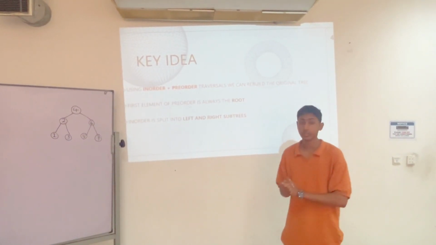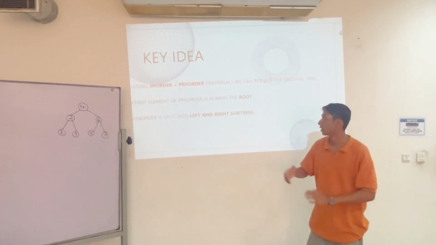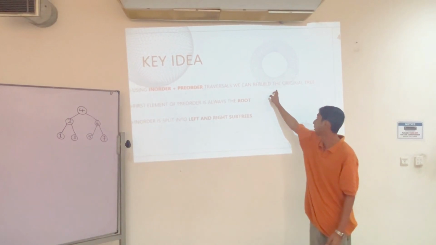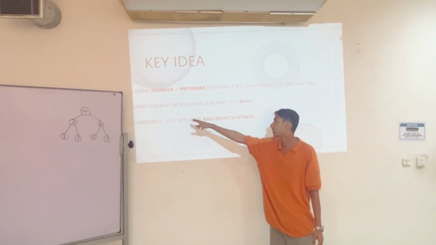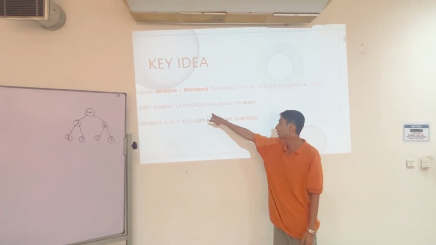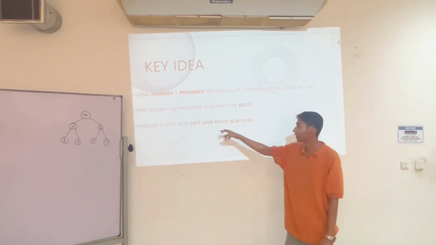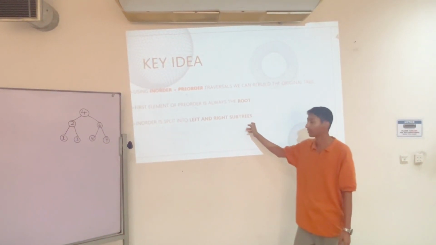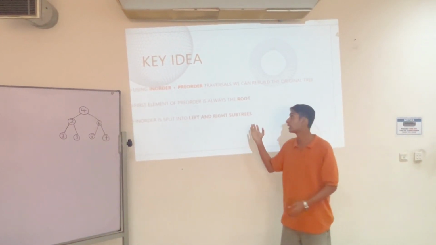Now we will be understanding the key ideas. Using Inorder plus Preorder traversals, we can rebuild the original tree again. The other point is that the first element of the Preorder is always the root node. And the third point explains that the Inorder is split into left and right subtrees. So this is all about the key ideas.